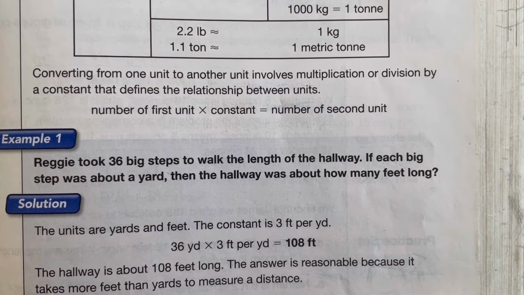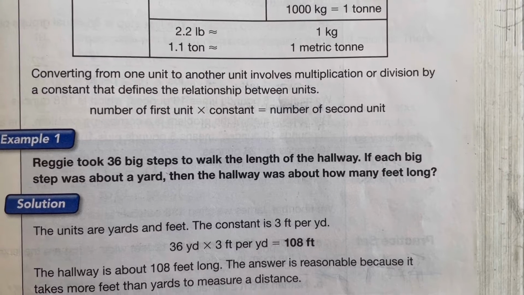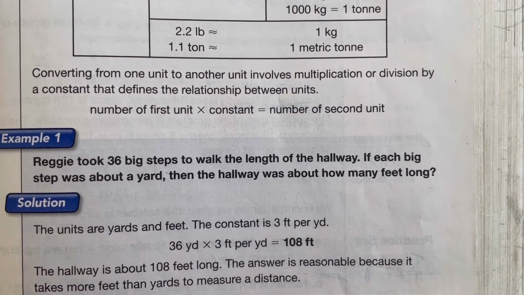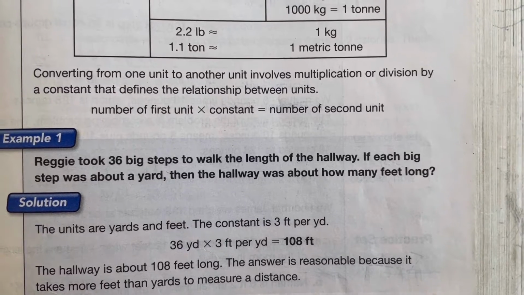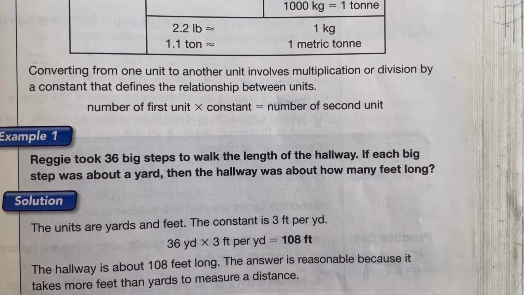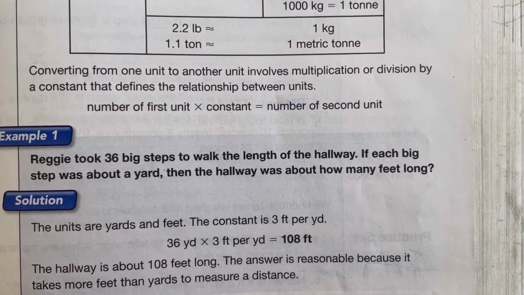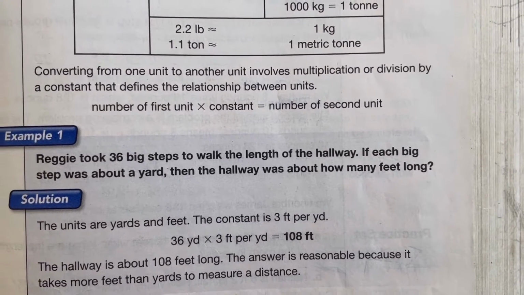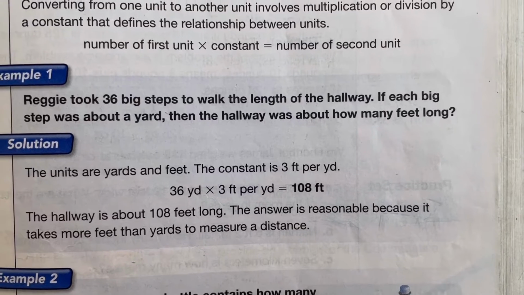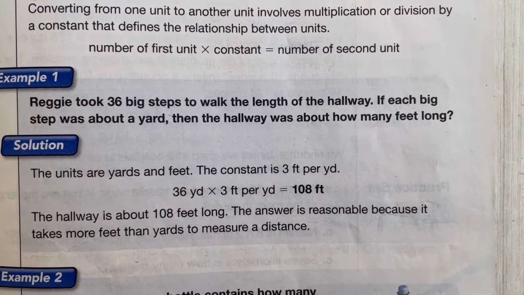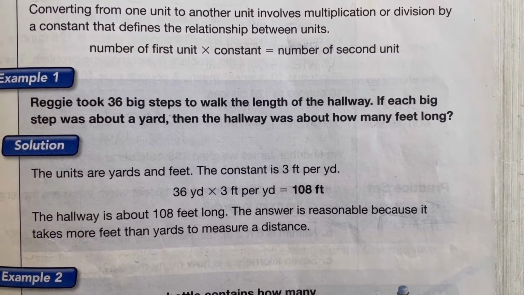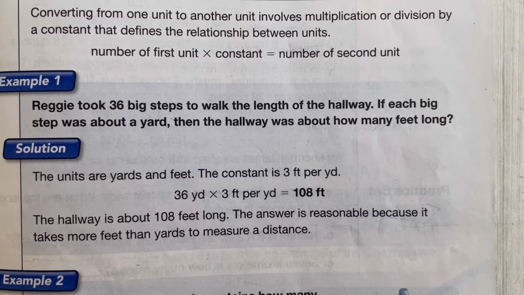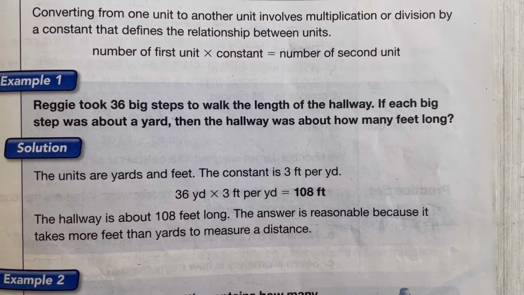Converting from one unit to another unit involves multiplication or division by a constant that defines the relationship between the units. A good equation would be number of the first unit times some constant equals number of the second unit. So here's our first example. It says Reggie took 36 big steps to walk the length of the hallway. If each big step was about a yard, then the hallway was about how many feet long?